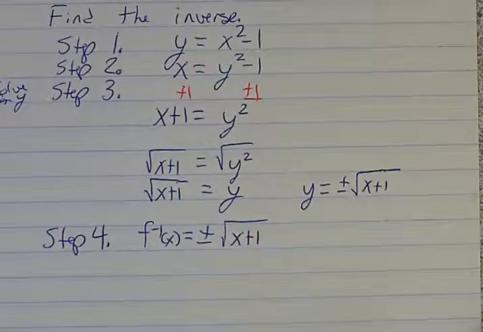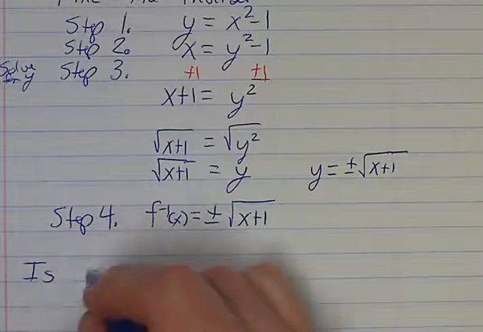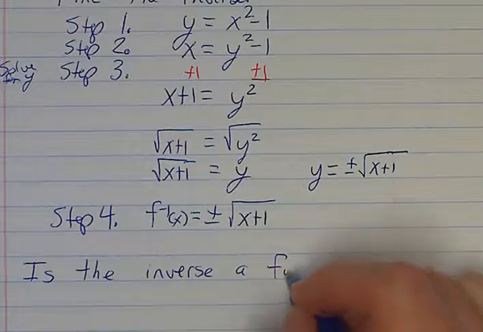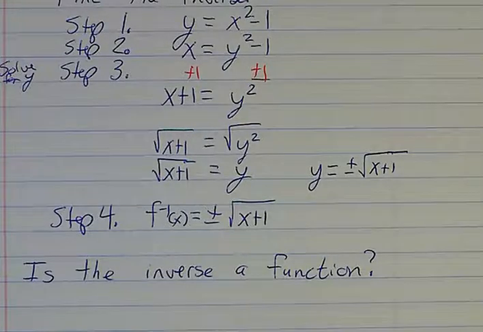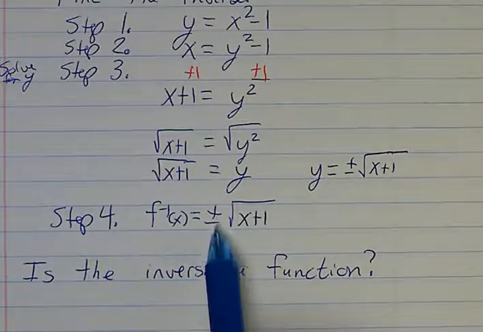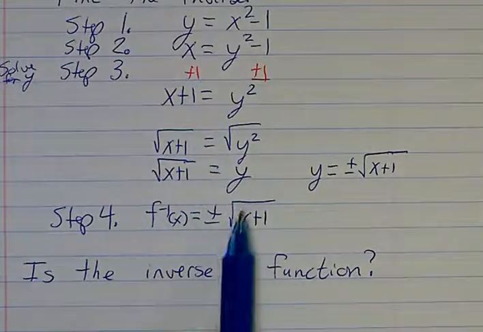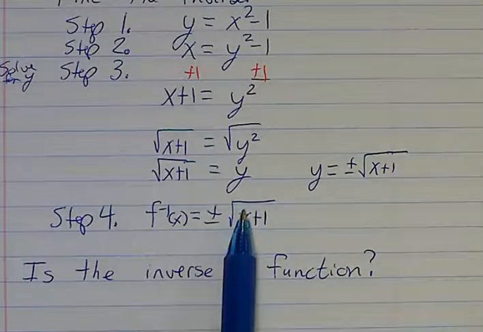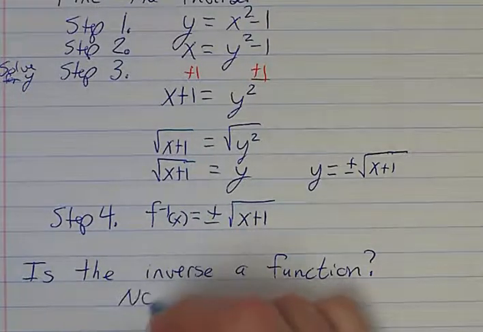Now, the one thing they're going to ask you to do extra in the homework, once we get here, is they're going to ask you, is the inverse a function? And for this particular one, because we had the plus or minus, if we plug in a value for this one, we're going to get 2 different answers. Let's just say 0. If you plugged in 0 for x, you would do the square root of 1. But it could be positive or negative. So that's that part of we're getting 2 different answers if we plug in one number. So this one would be a no.